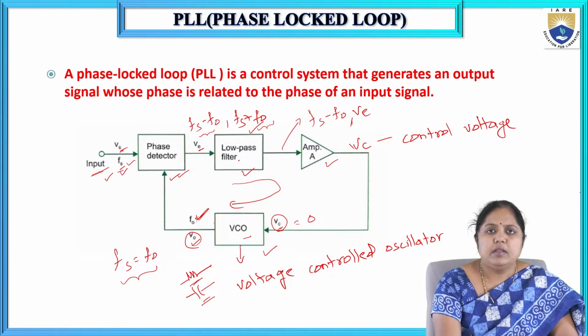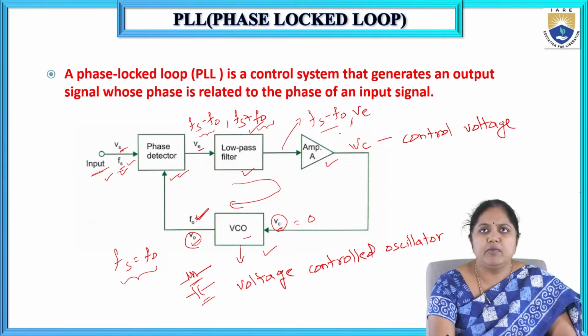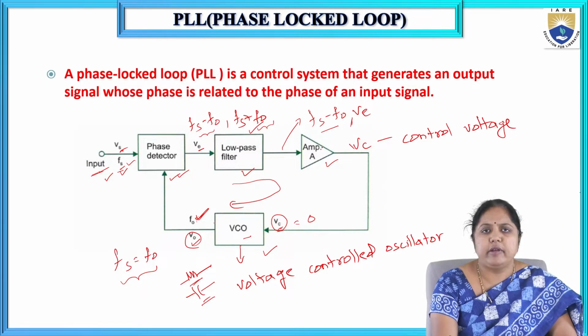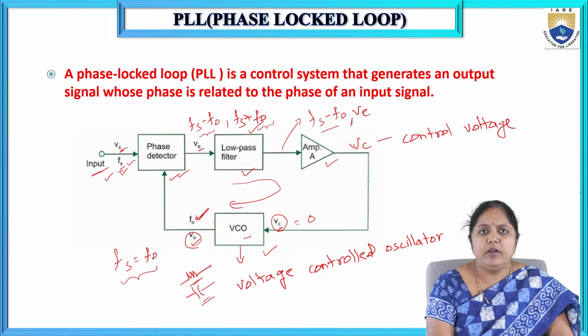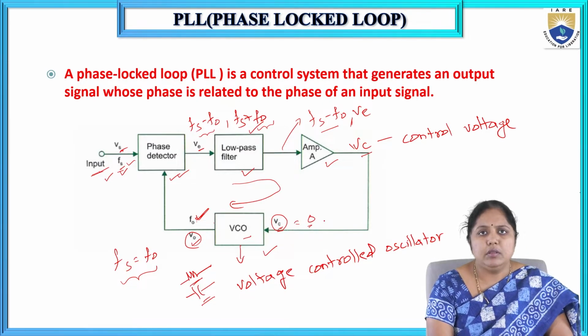Later it is passed through the low pass filter. The low pass filter eliminates the high frequency components and allows only the low frequency components. Now, whatever the input is, Fs minus F naught, which has the error voltage Ve, is given as an input to the amplifier, and the amplifier will amplify the input signal and generate the output voltage Vc.